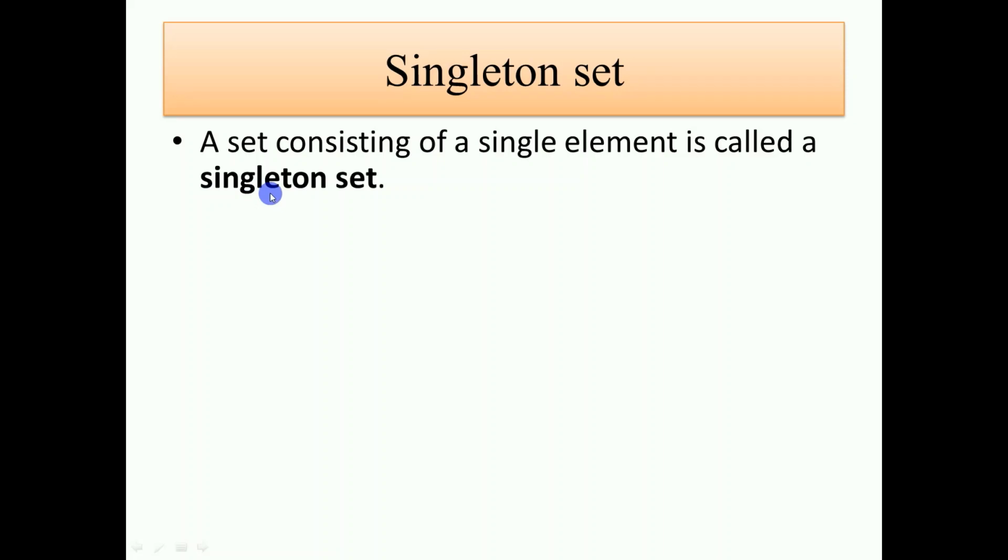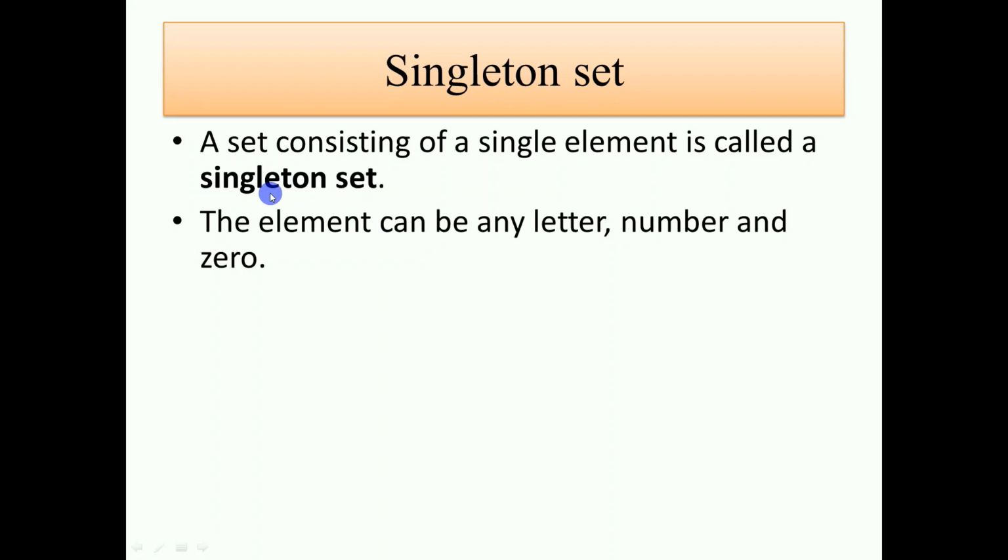Now the element can be any letter, zero or number. So if you have, for example, 2, this can be considered as a singleton set. If you have D, a small letter, this can also be considered as a singleton set. Or if you have 0, in that case also you can consider this as a singleton set. Let us look at more examples.